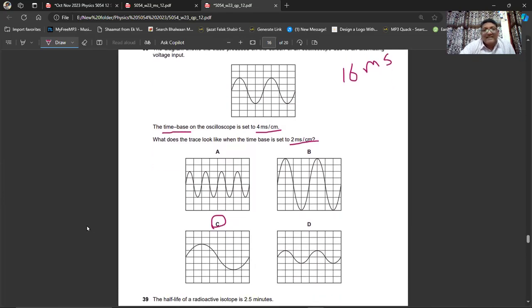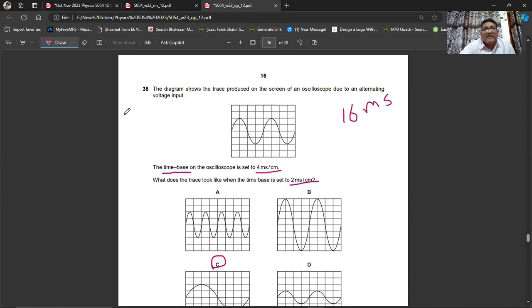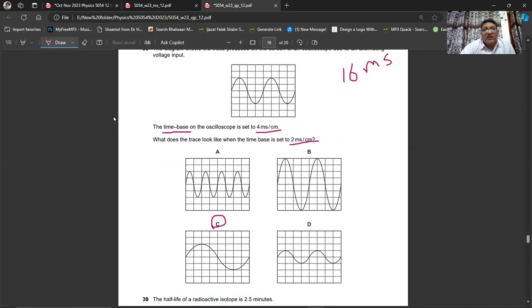So I think C is the choice. I hope you understand. Question number 38, C is the choice. The same wave is shown in both the cases. First, that wave was shown on the CRO screen, and the time base, which means the scale on the x-axis, was that 1 square on the x-axis represents 4 milliseconds.